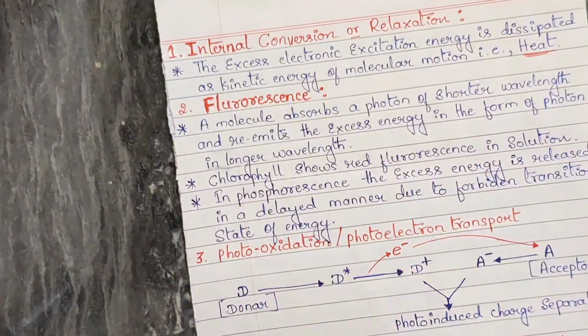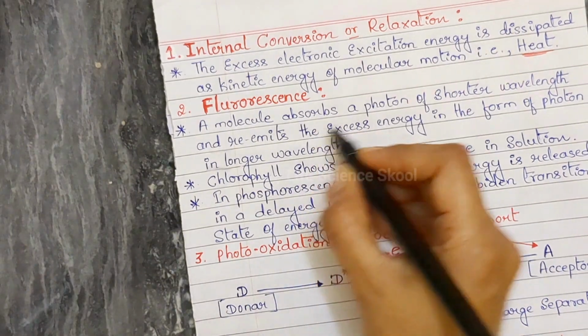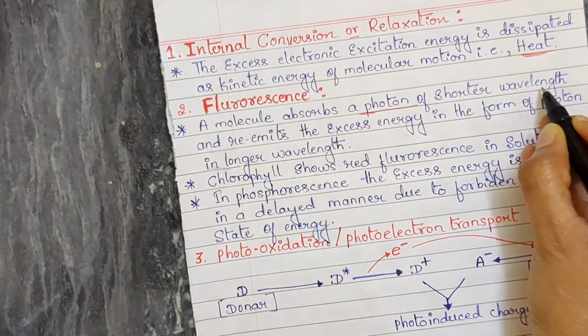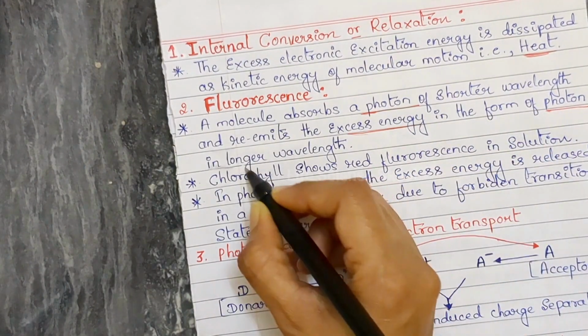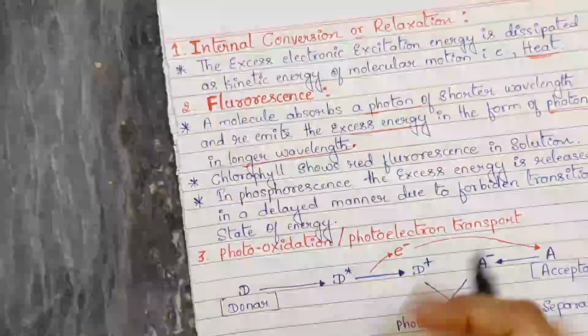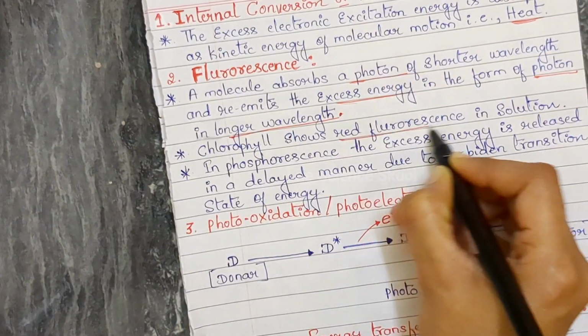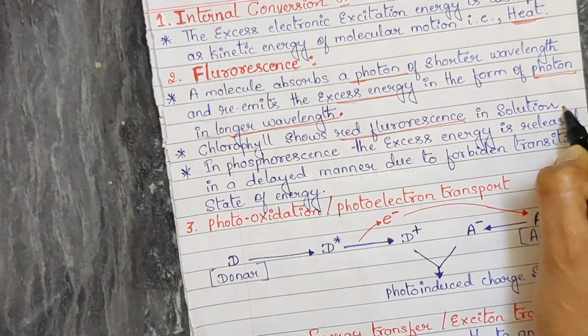Next one, fluorescence. In fluorescence, a molecule absorbs a photon of shorter wavelength and re-emits the excess energy in the form of a photon of longer wavelength. Chlorophyll shows red fluorescence in solution.